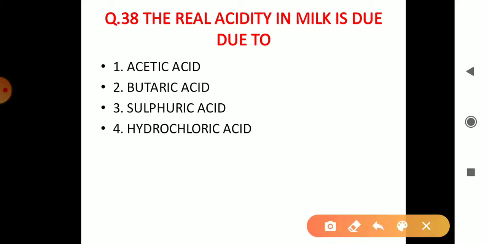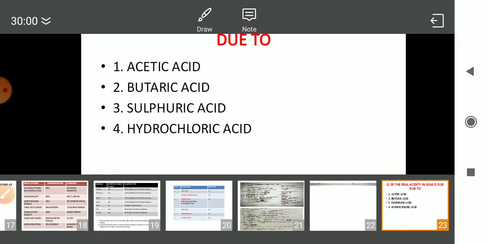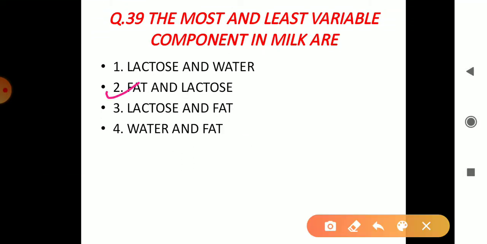The real acidity in milk is due to the development of lactic acid. Important, write it in your notes. Next question: the most and least variable component in milk. The most variable is fat, and the least variable is lactose, the milk sugar.